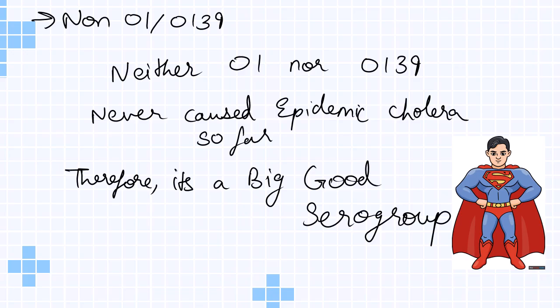Now let's look at the non-O1 and non-O139 serogroups. This strain belongs to neither O1 nor O139. According to notes, they have not caused epidemic cholera so far. This makes them less significant in causing large outbreaks.